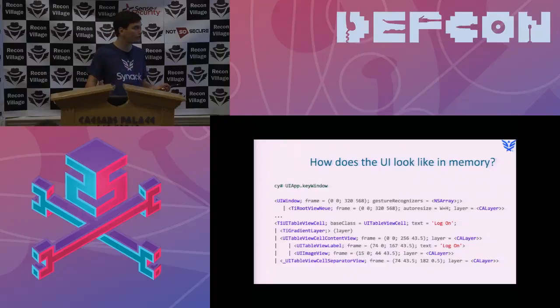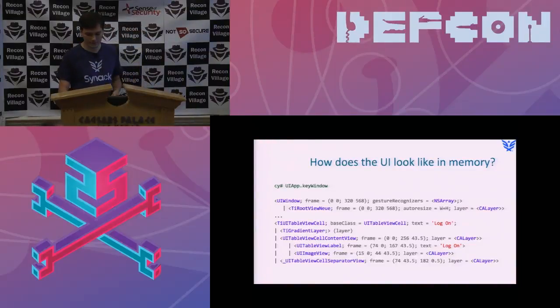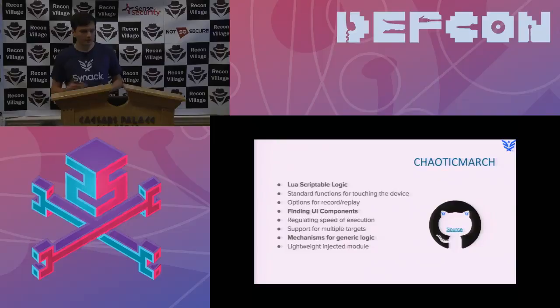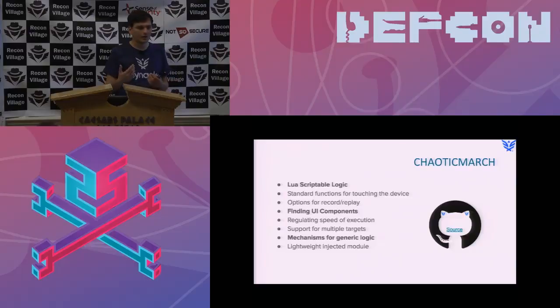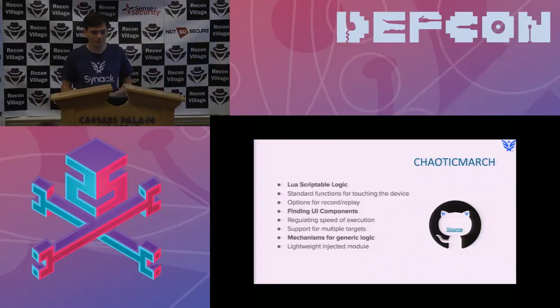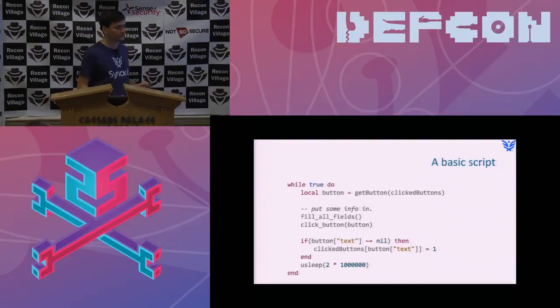It's a nice tree with well-defined objects. There are fields that have lots of interesting information, and there are functions that you can execute on top of those fields. So Chaotic March is a Lua scriptable application, so you can pretty much create any type of logic that you like. It is good at finding UI components, and it's very lightweight, so it's very good for pretty much any type of application. This is what a basic script might look like.